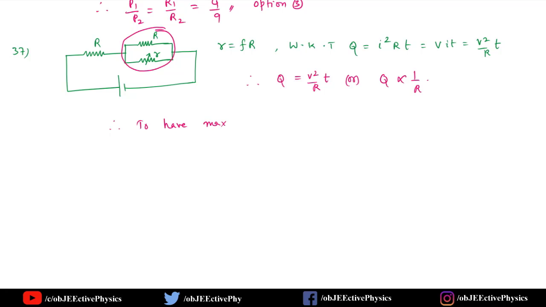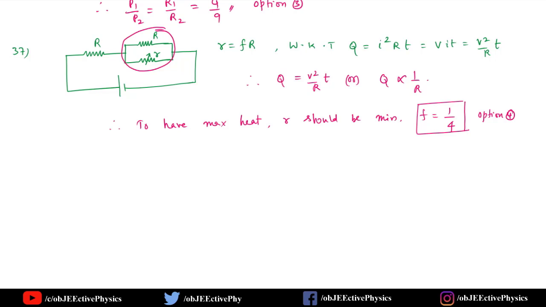So to have maximum heat generation, R should be minimum. So that f is equal to, check with the options based on the elimination method. The first option is 1, the second option is 1 by 2, the third option is 3 divided by 4, the fourth option is 1 by 4. So we should choose the least value out of the 4 options. So f should be the smallest number, that is 1 by 4, that is option 4.